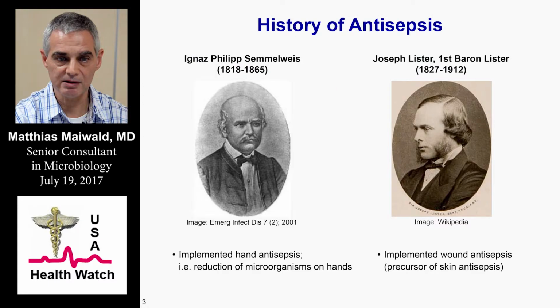We will go to the third slide, History of Antisepsis. I will show two important people. One is Ignaz Semmelweis, who was a Hungarian obstetrician working in Vienna in Austria. He implemented hand antisepsis, which is effectively a reduction of microorganisms on hands, laying the foundation of modern hand hygiene in healthcare. The second one is Joseph Lister, a British surgeon who implemented wound antisepsis, which again became the precursor of skin antisepsis.